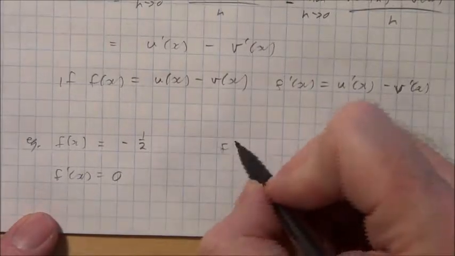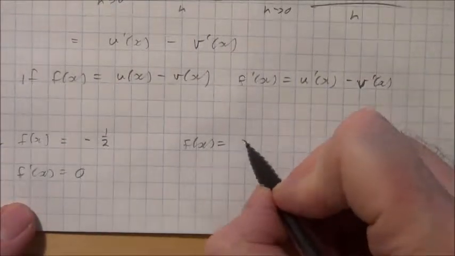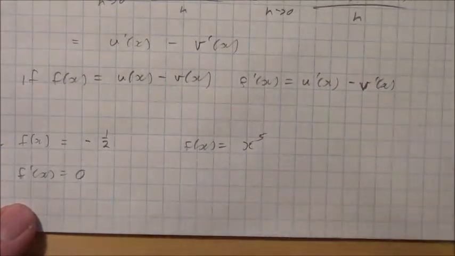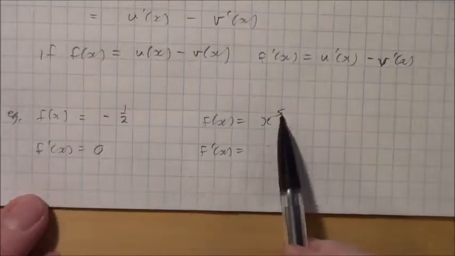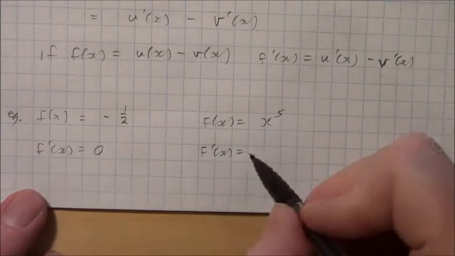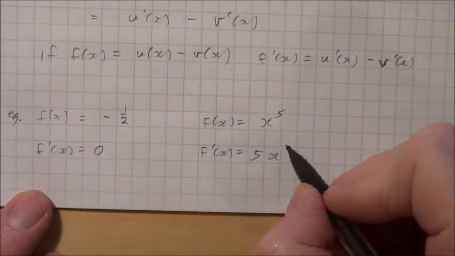If I had f of x equal to x to the power 5, then f prime of x. Well, we're going to bring this 5 down in front, and then subtract 1 from the exponent, so it'll be 5x to the power 4.